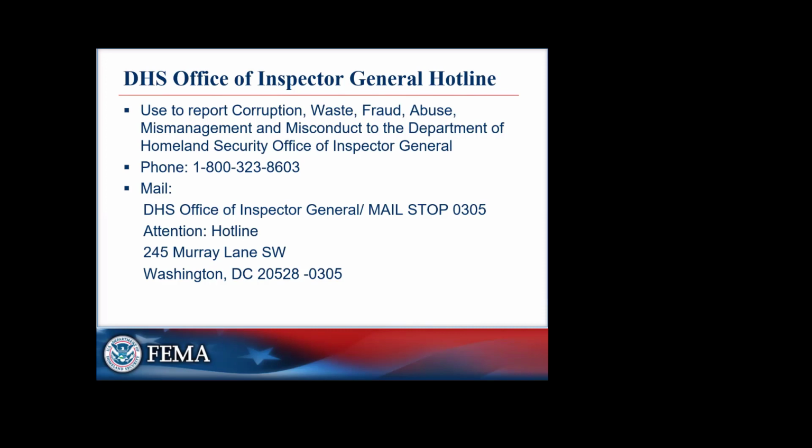So this is our DHS Office of Inspector General hotline. We hope that you don't have to use this, but in case you do, this is used to report corruption, waste, fraud, abuse, mismanagement, and misconduct to the Department of Homeland Security Office of Inspector General. There's a phone number at 1-800-323-8603, as well as a mailing address if you wish. I'll leave this up here just for a second in case you want to document any of this.